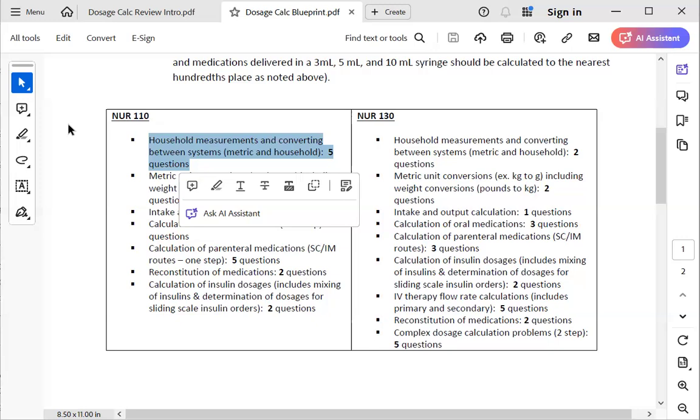You will also need to know how to convert milliliters to liters and then liters to milliliters.